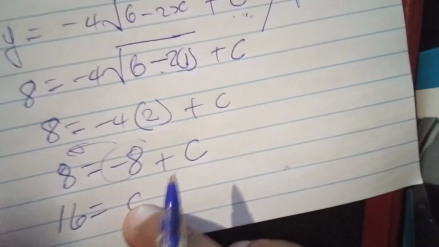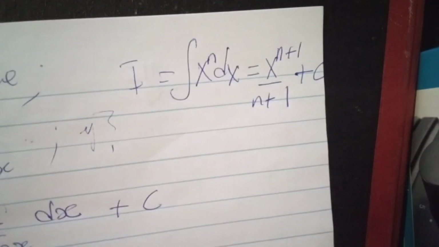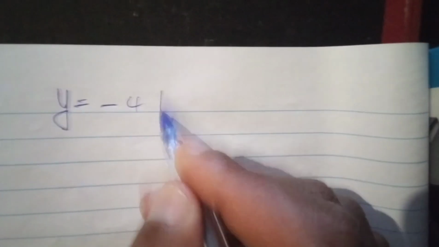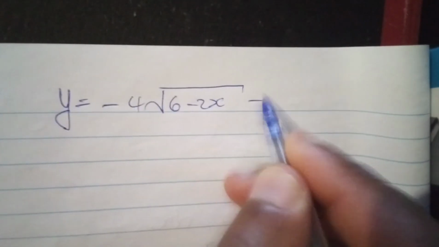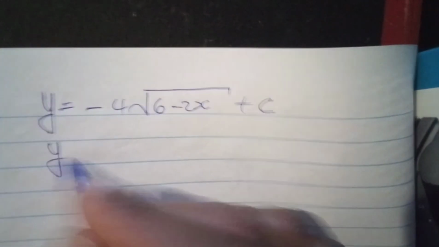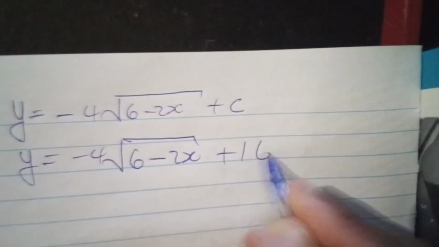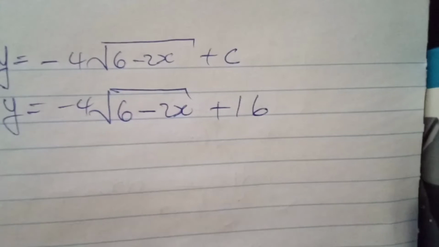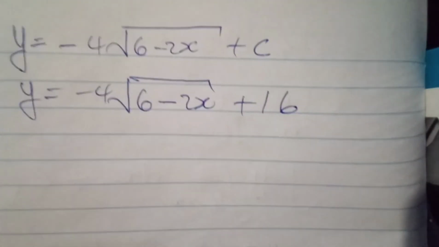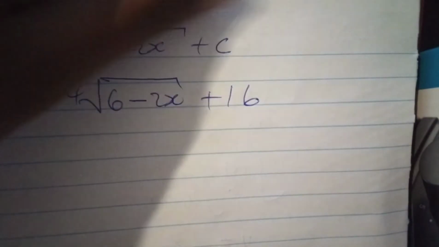This means that c is actually 16. So this means the new equation, remember that the equation is negative 4 square root of 6 minus 2x, then plus c. In this case we know that c is 16, so this will be the equation of the curve. So this is the equation of the curve. So we are done with equation 9.